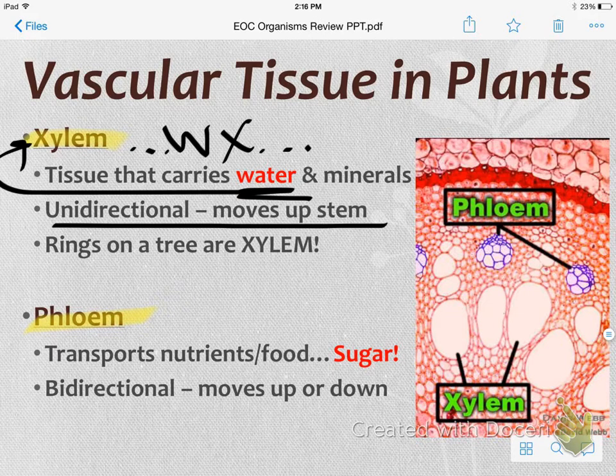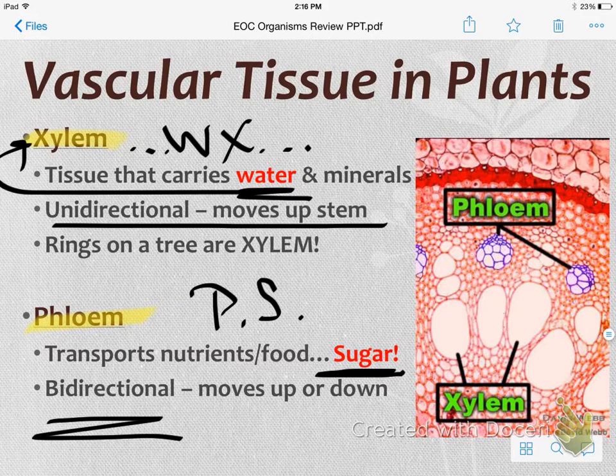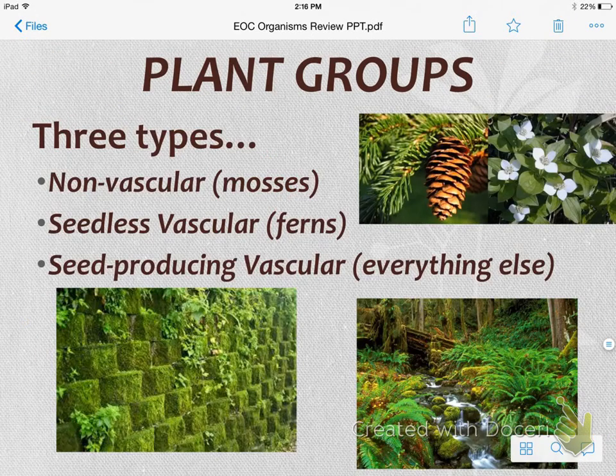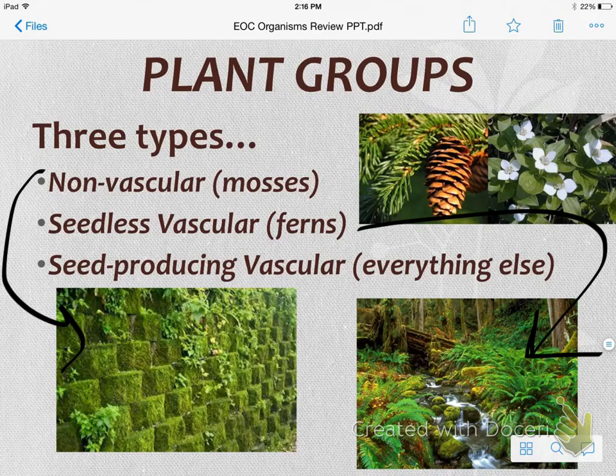Phloem transports nutrients or food, which is also known as sugar. So I remember this as PS. So phloem, sugar. And this is bidirectional, moves up or down. There's three types of plant groups. So we have the non-vascular, which is the mosses. Seedless vascular, which is ferns. They actually produce spores. And then seed-producing vascular is everything else.